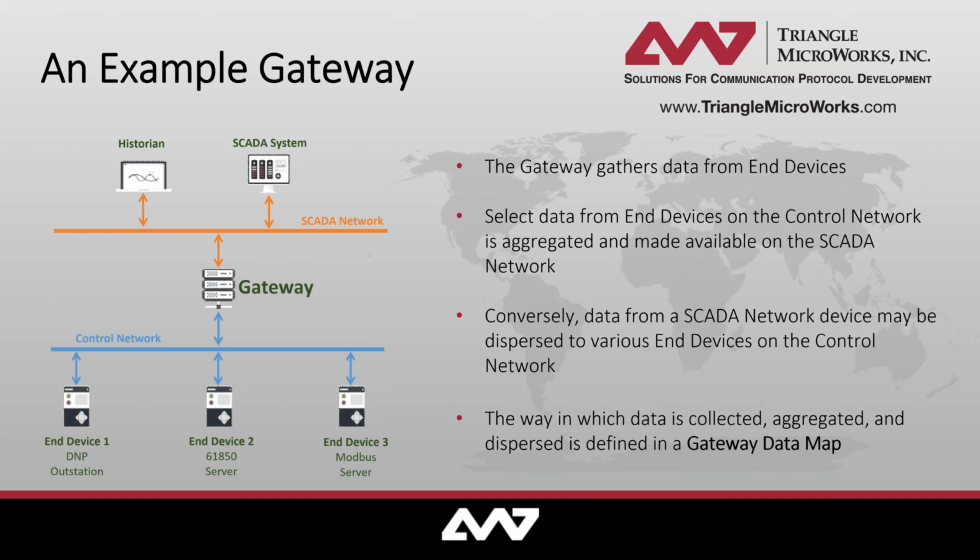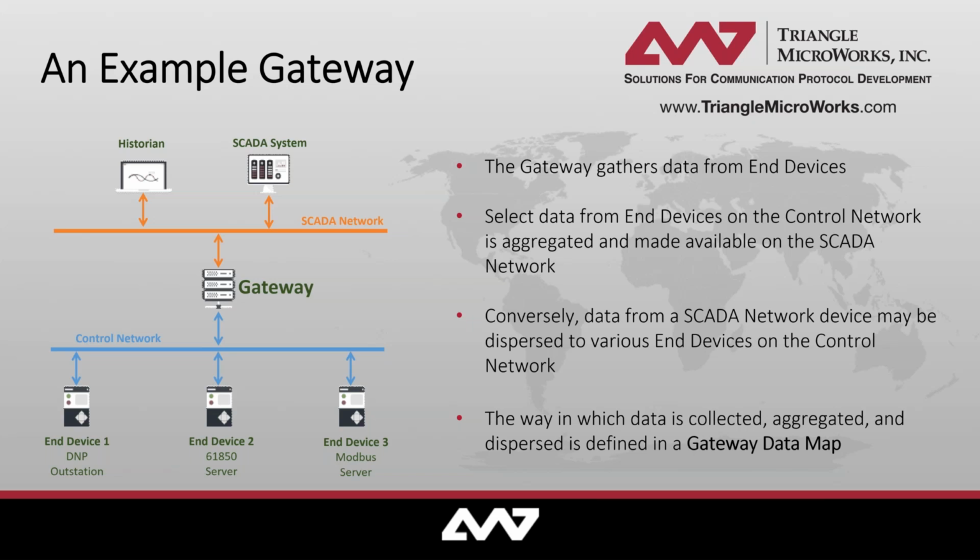So now that we've established some common terminology, let's take a look at a scenario where a gateway might be used. In the image to the left, we have a network diagram depicting a simplified version of a common network topology. Starting from the bottom of the diagram, we see three generic end devices, which in this case communicate using three different protocols. Data streams from each of these devices pass into the gateway, where they are remapped and converted, and then passed on to the SCADA system and historian at the top of the diagram.